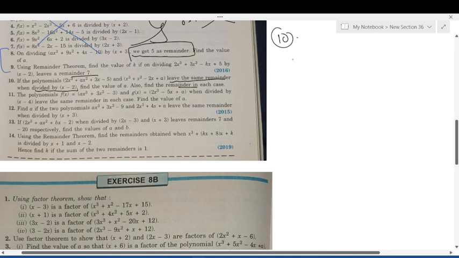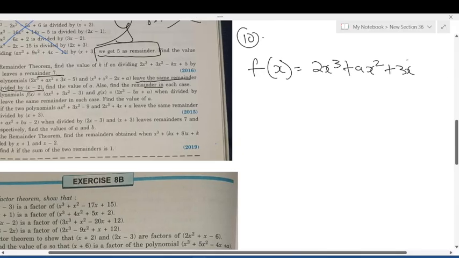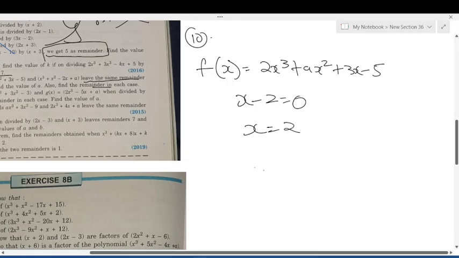So what we'll do is we'll take the first polynomial. F of x is equals to 2x cube plus ax square plus 3x minus 5. And divided, the one which you divide, you call it as divisor, x minus 3. Sorry, x minus 2 is equals to 0. Therefore, x is equals to 2. First equation. Take the second equation.